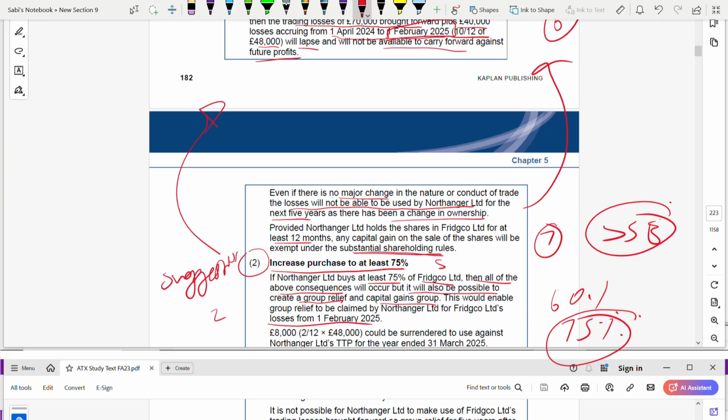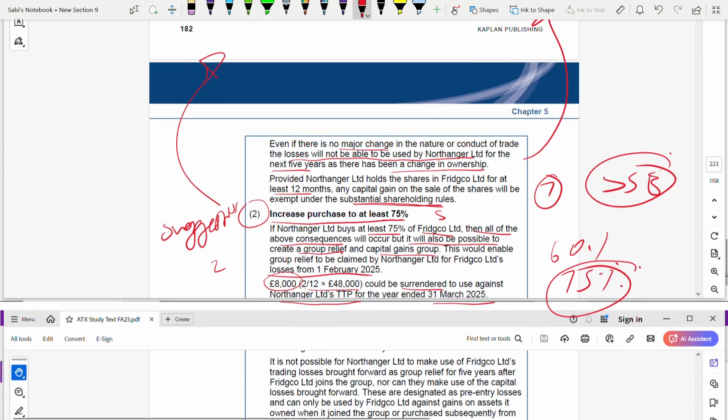How? Feb, March. Remember, it's 31st March. So for 2 months, this 48,000, this is 8,000. This you can surrender to be used against the company's TTP. You need some calculation. Some calculation will be there in the report, not just writing. Okay, like this. Next.